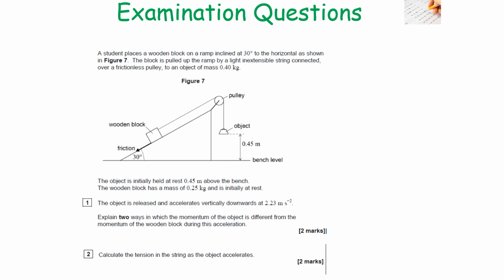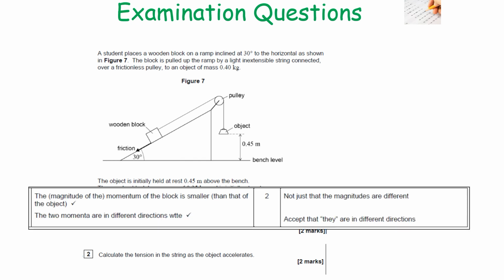Right, so how do you answer this first question? Well, we know straight away that the magnitude of the momentum of the block is going to be smaller than the momentum of the object. We can tell this because of how much is actually being moved. And then finally, the two momentums are going to be in different directions, because one's going in one direction, one's going in another. Momentum is a vector, so another difference is they're moving in different directions.